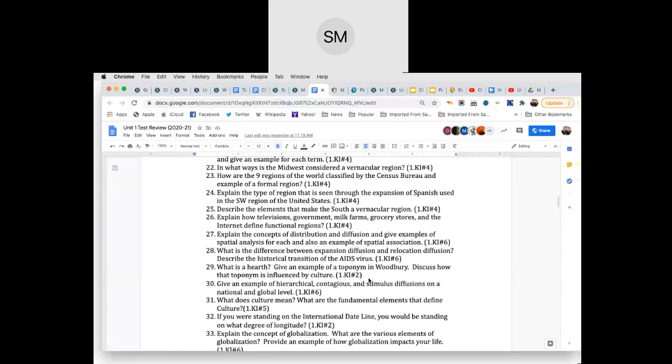Number 28, what is the difference between expansion diffusion and relocation diffusion? Expansion diffusion is rapid snowball-like diffusion, and relocation diffusion is very slow and gradual. Just think of migration. Describe the historical transition of AIDS. Historically, it was through relocation diffusion, and then recently, now it's through contagious diffusion in modern history.